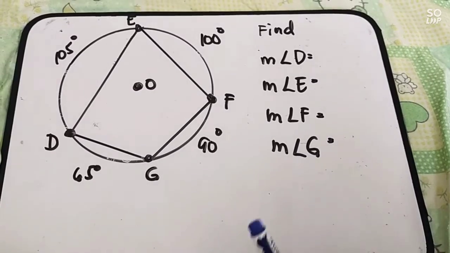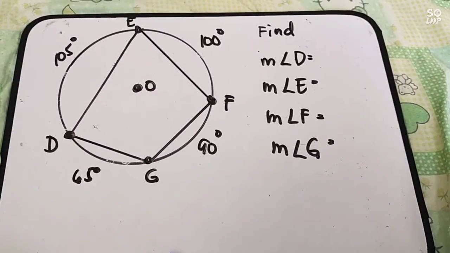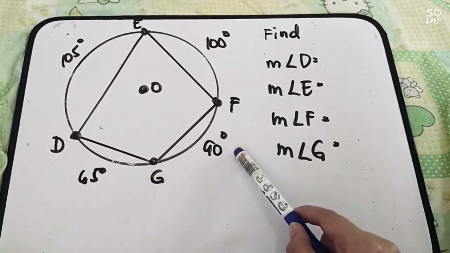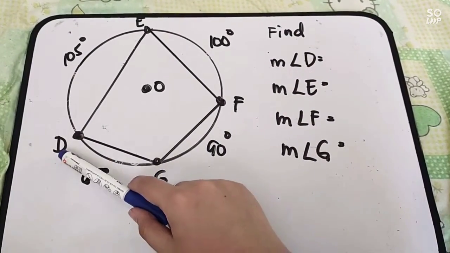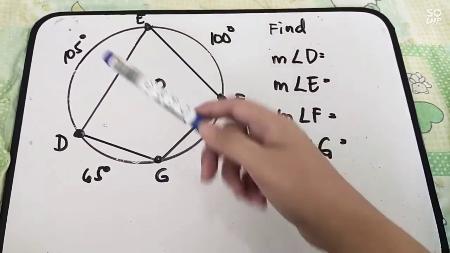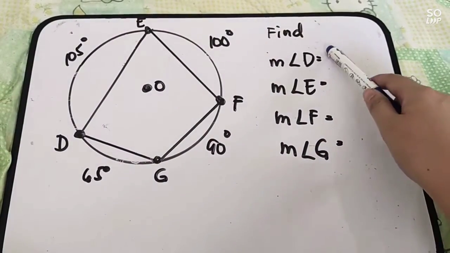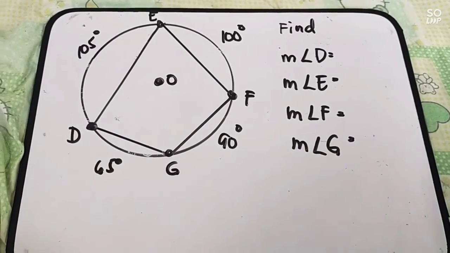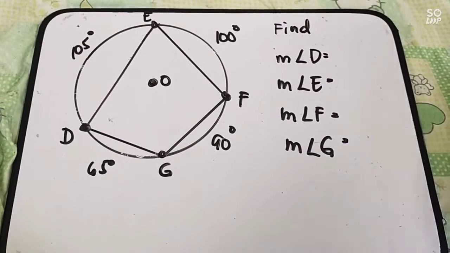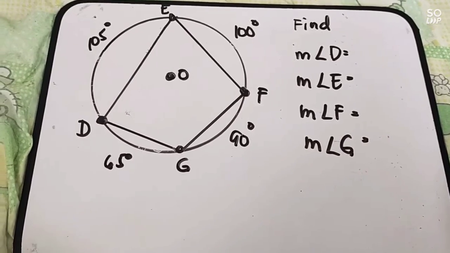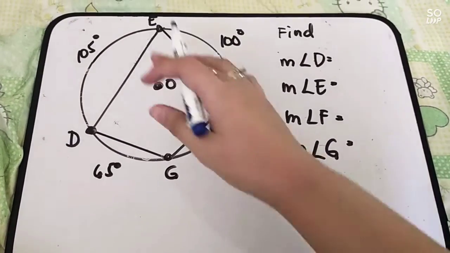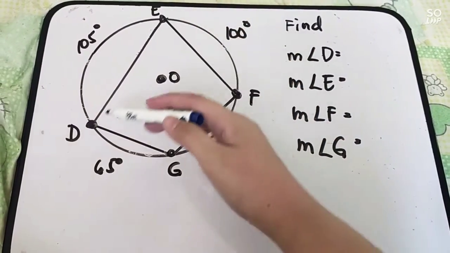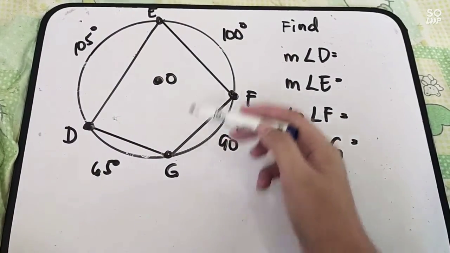We have circle O. We have a given here of the arc EF is 100 degrees, FG is 90 degrees, GD is 65 degrees, and DE is 105 degrees. We're going to find for the measurement of angles D, E, F, and G. Okay. So, we have here, find the inscribed. So, kompletuhin muna natin dito.